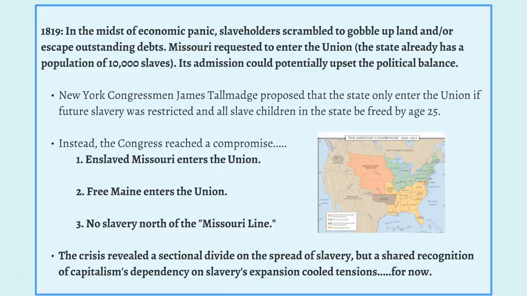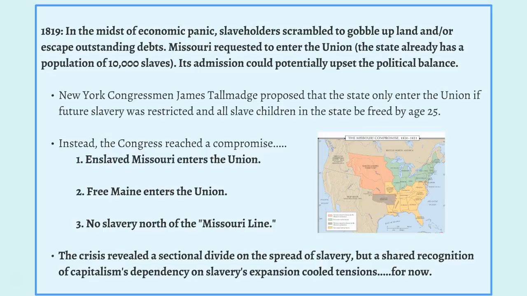The problem in 1819 is that in the midst of this economic panic facing the country, we see a huge wave of slaveholders scrambling into the territory of Missouri in order to gobble up land, spread slavery, spread cotton, but in some cases, many of these slaveholders are also attempting to escape outstanding debts that they owe in their home states. By 1819, Missouri has enough people and a territorial government to enter the Union as a new state.